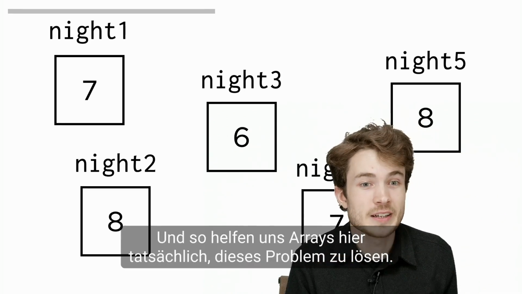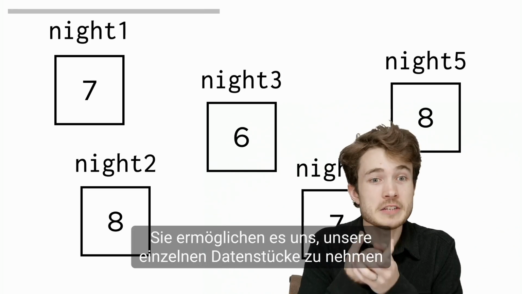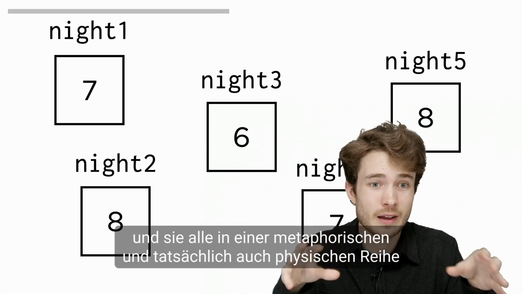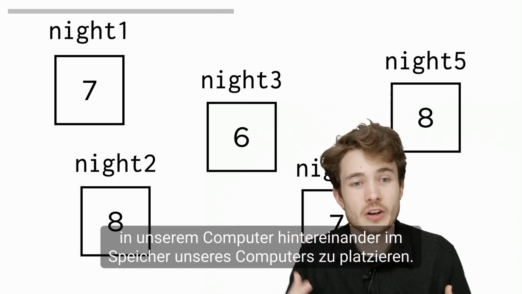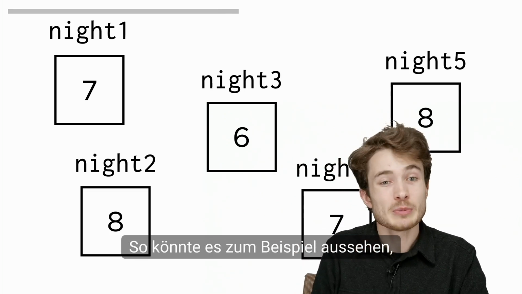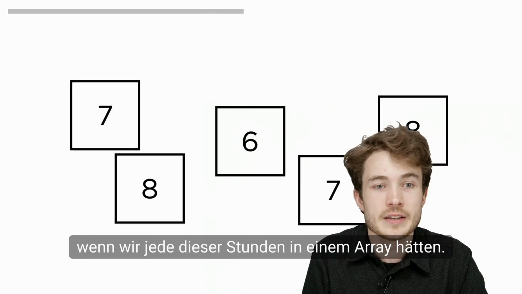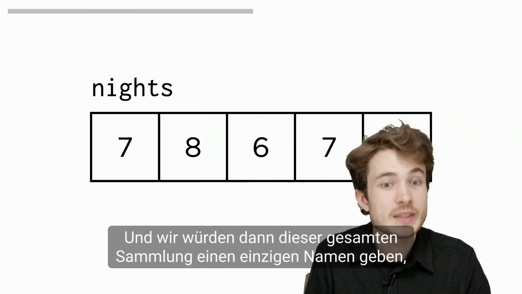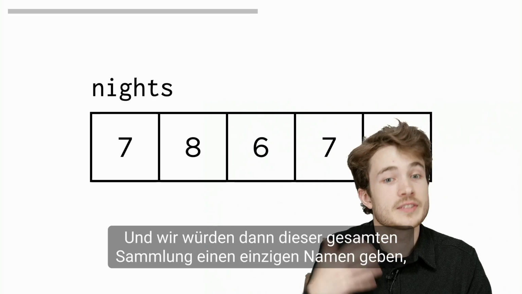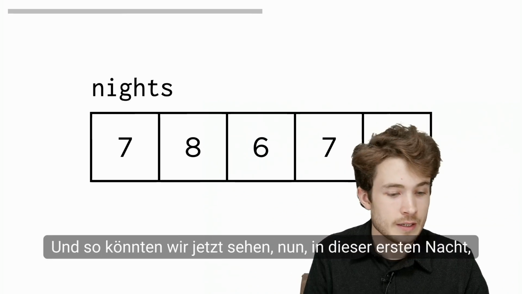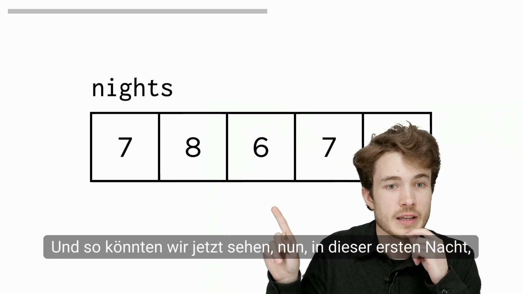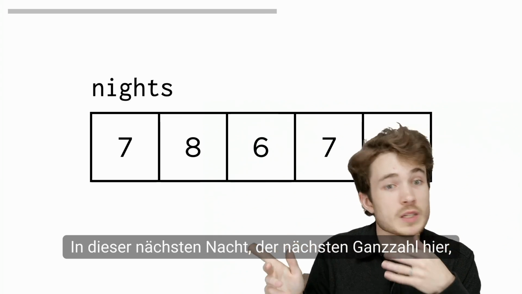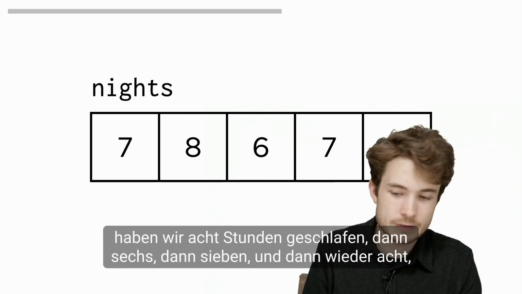And so arrays actually help us solve this problem. They let us take our individual pieces of data and put them all in a metaphorical, and actually kind of physical, line inside of our computer, back to back to back in our computer's memory. So for instance, here's what it might look like to have each of these hours inside of an array. We'd put them back to back to back in our computer's memory, and we would then give this entire collection a single name, let's say nights. And so now we could see that on this first night, we slept about 7 hours. On the next night, the next integer here, we slept 8 hours, and then 6, and then 7, and then 8.